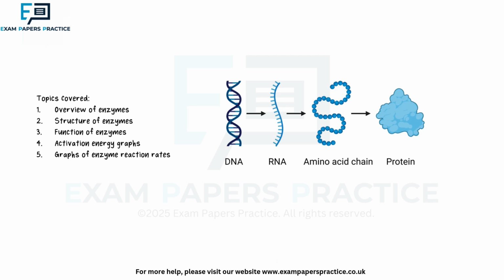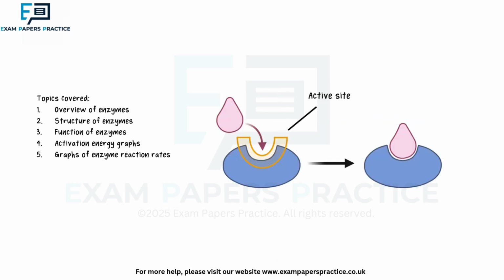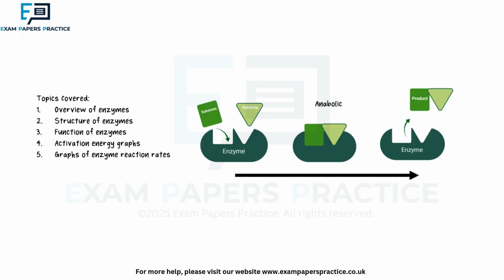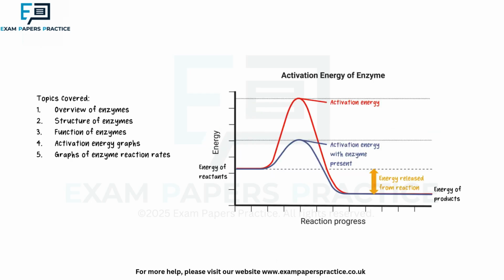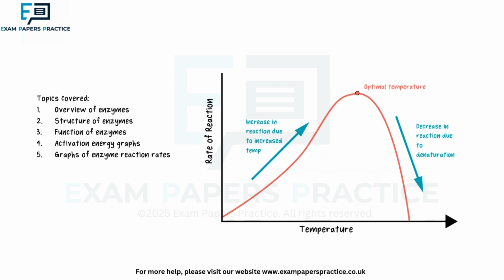This video is about enzyme structure and function, as enzymes control the body's chemical reactions and are crucial to maintaining metabolism and homeostasis. The topics in this key concepts video are an overview of enzymes, the structure of enzymes and how it relates to enzyme substrate specificity, the function of enzymes in catalyzing chemical reactions, how to read activation energy graphs, as well as looking at graphs of different factors affecting enzyme reactions like temperature, pH, and substrate concentration.